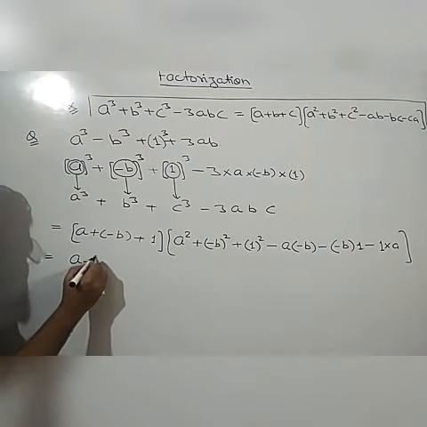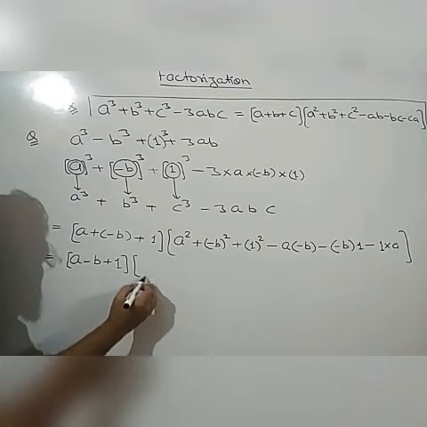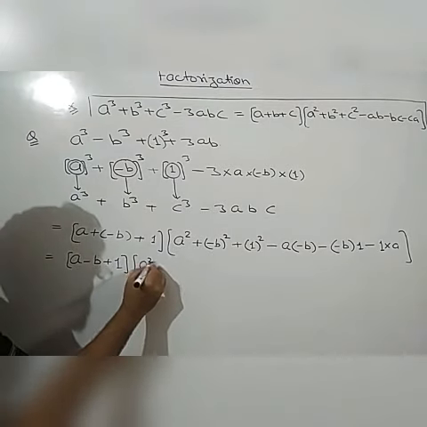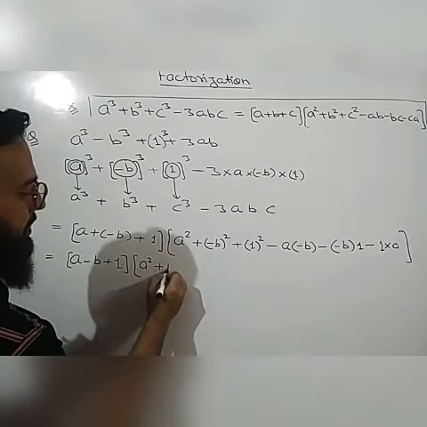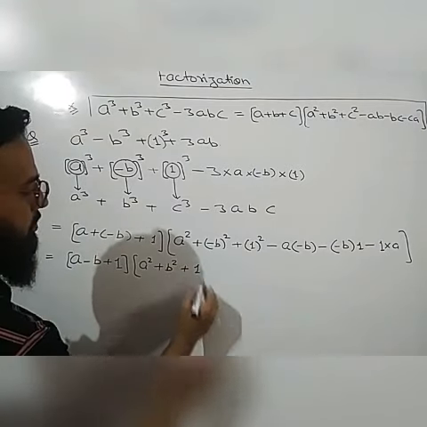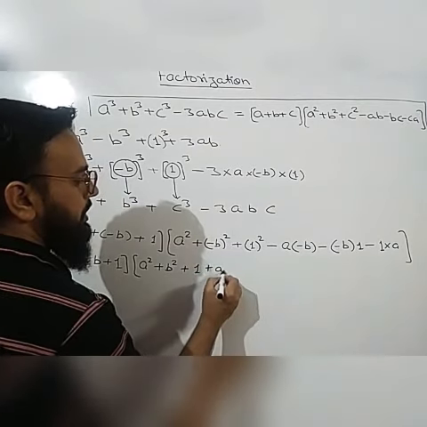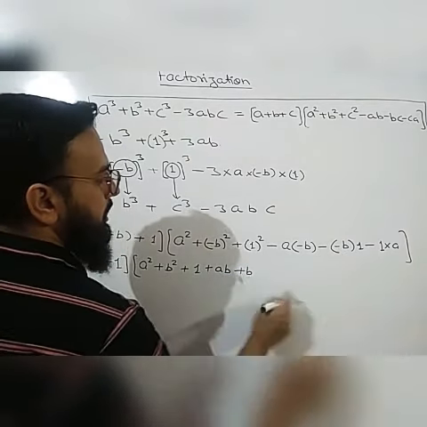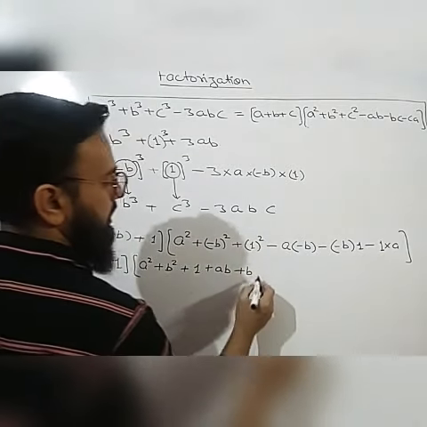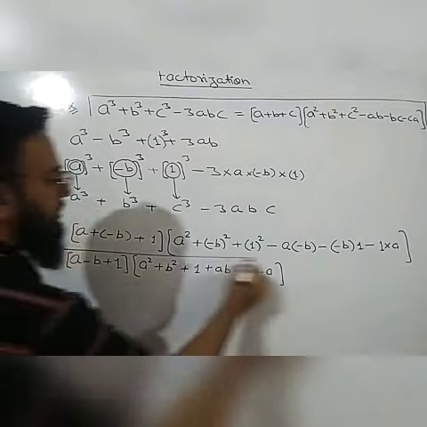It will be a minus b plus 1 in the first bracket. Then in the second bracket, it is a square. Then minus b square is plus b square, so it will be plus b square plus 1 square is 1. Then minus a into minus b will be plus ab. Minus b into minus b will be plus b square. And minus 1 into minus a will be minus a. And this is our final answer.